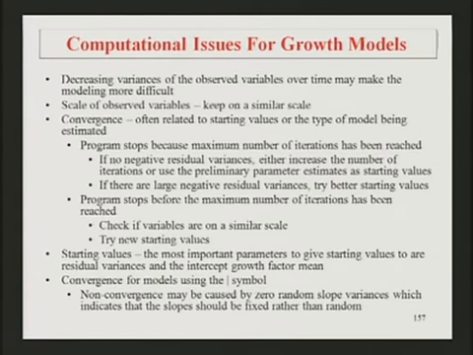Bottom bullet is still fairly relevant. Non-convergence may be caused by zero random slope variance, which indicates that the slope should be fixed rather than random. Now, that's an important point, even now.